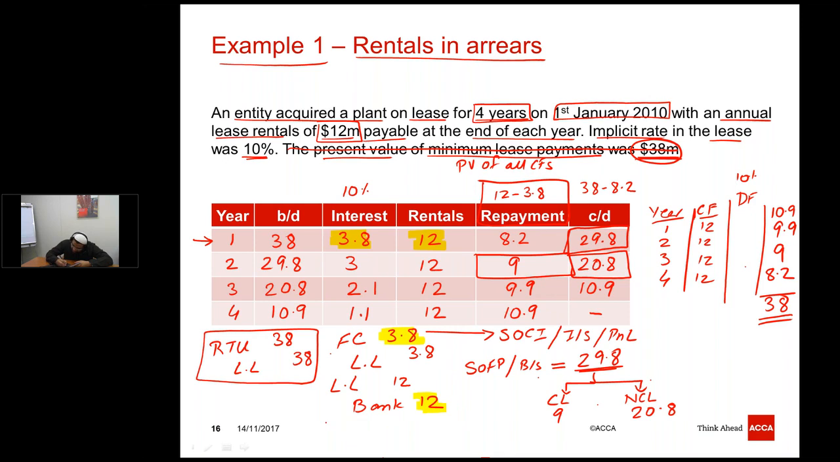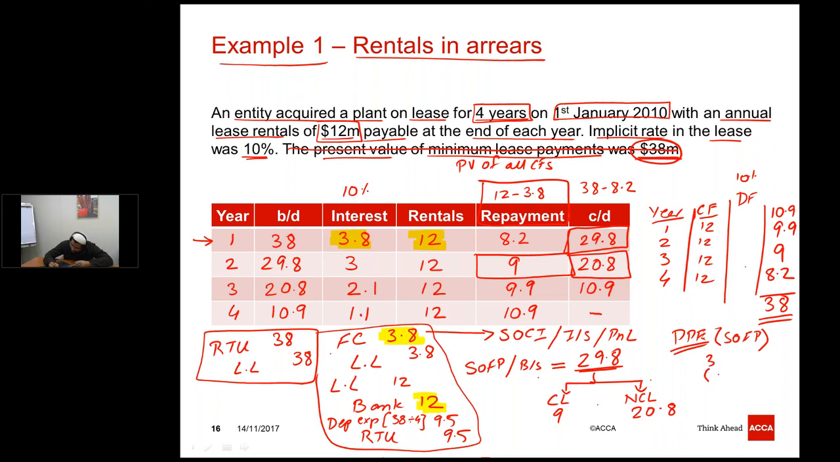So the depreciation expense is going to be 38 divided by 4, which is going to be 9.5. So the depreciation expense debit and the right to use asset credit by 9.5. So the property, plant, equipment in the statement of financial position is going to be 38 minus 9.5, which is going to be 28.5. So three values were important: finance cost of 3.8, non-current and current liability of 9 and 20.8, and asset of 28.5.